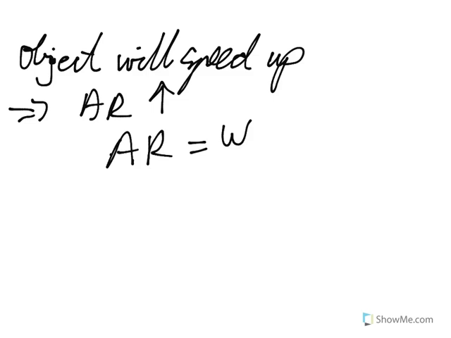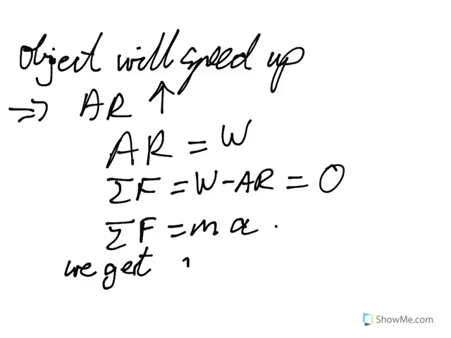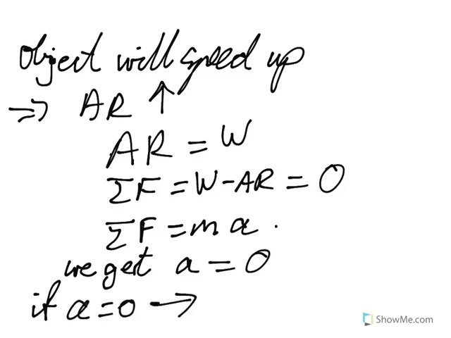And this is the missing bits. Then the sum of our forces, which is the weight minus the air resistance, because the size of each of those is the same, is equal to 0. And then, of course, from sum of the forces is mass times acceleration, that tells us that if the force is 0, we get acceleration equals 0. And if acceleration is equal to 0, our velocity must be constant.